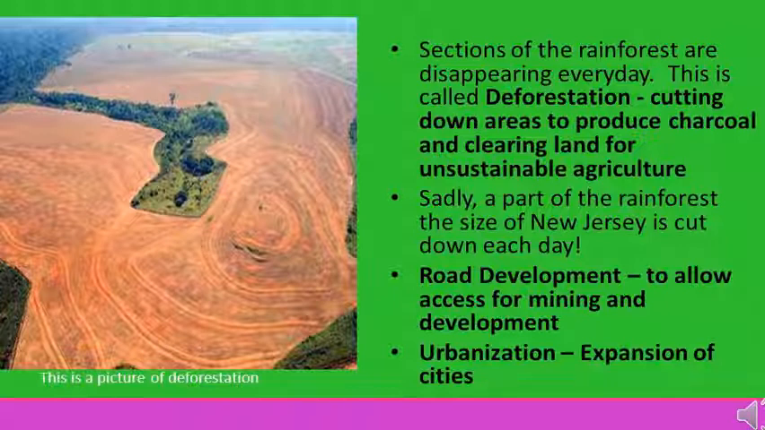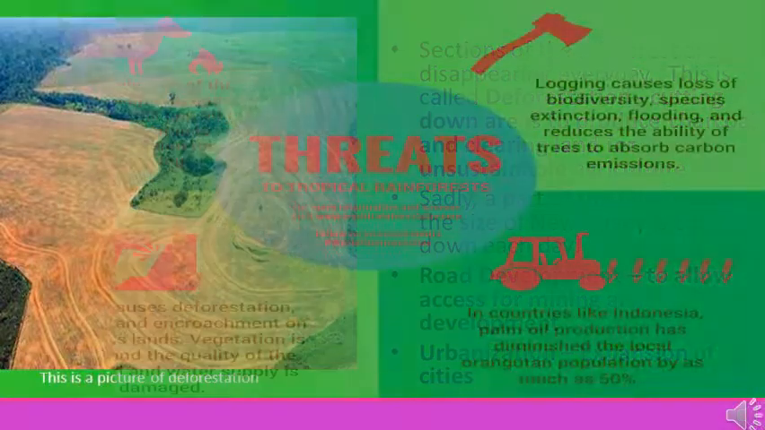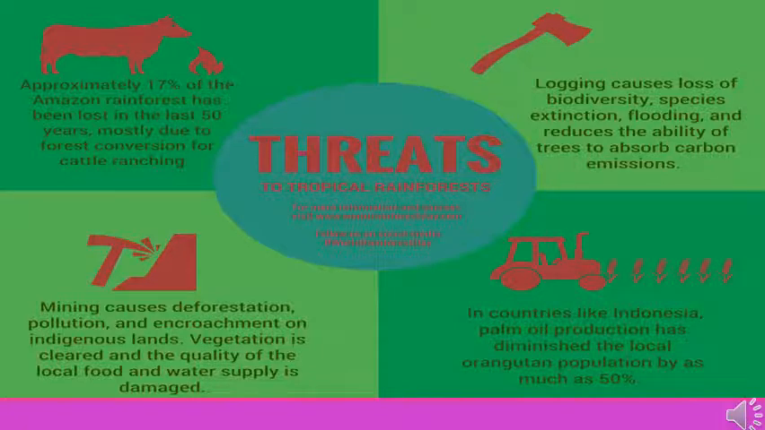Now, why are the forests cleared? Forests are cleared to meet the increasing demands for not only land and materials such as wood, but also for road development, to allow access for mining and other development, and urbanization, that is the expansion of the cities. Students, logging causes loss of biodiversity of both animals and plants, species extinction, flooding, and reduces the ability of trees to absorb carbon emissions.